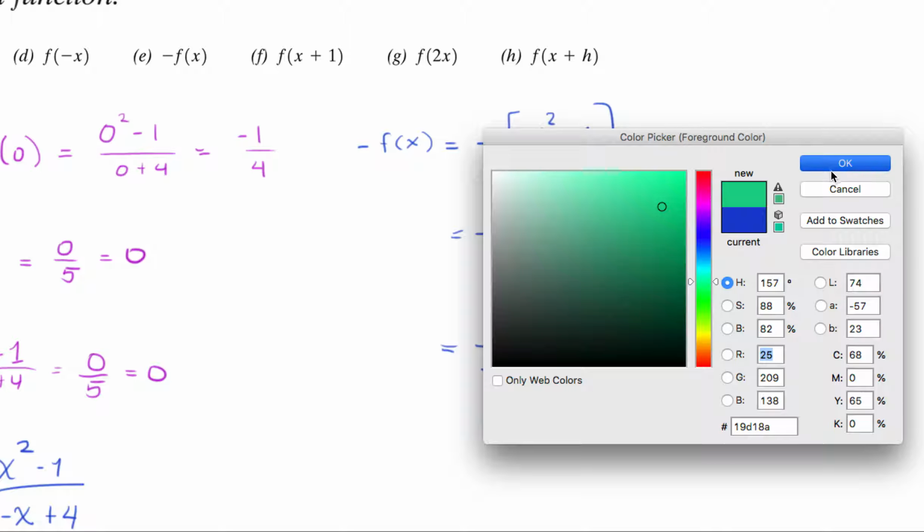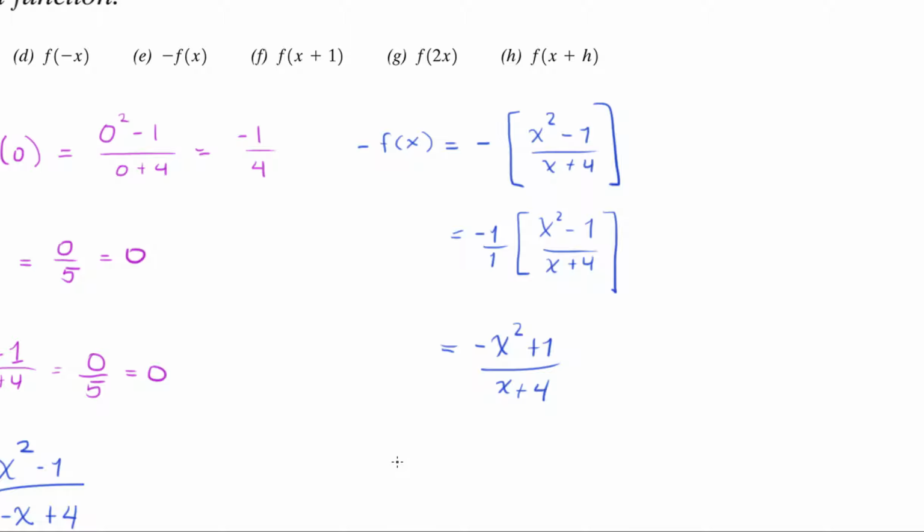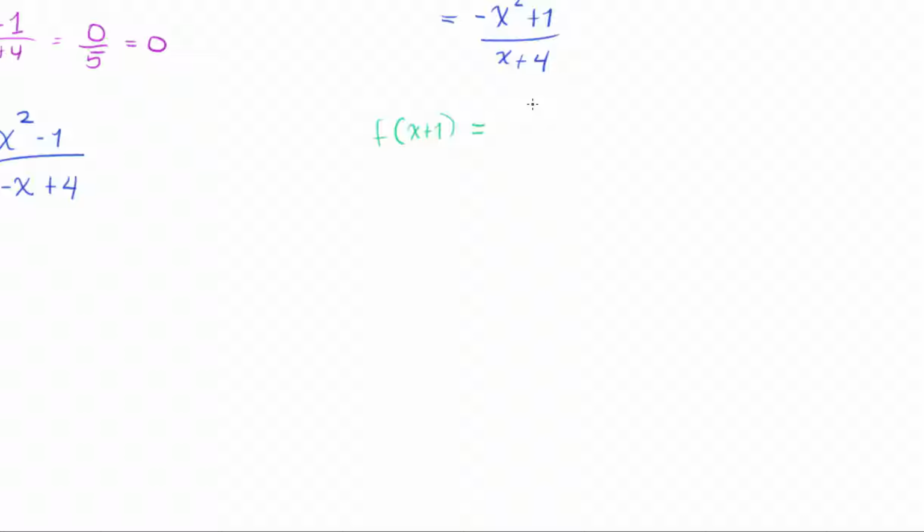Now, for f of x plus 1, this one is a little tricky because you need to substitute x plus 1 inside x for the original function. So wherever you see x, I'm going to substitute x plus 1. So x plus 1 squared minus 1 over x plus 1 plus 4. Now, x plus 1 squared, notice it's a foiling, right? Because it's x plus 1 times x plus 1.